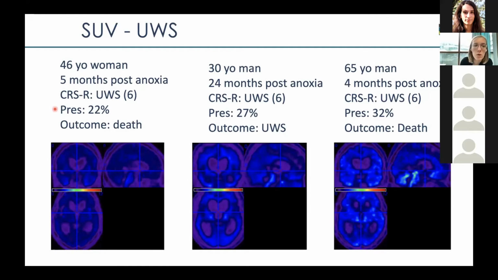Also, if we look at the preserved SUV uptake in those patients, you see that it is relatively low. At least it is lower than the 42% threshold that we have seen before. And also all these patients had a bad outcome. Either they remained unresponsive or they died in the following months or years. And yeah, it's quite clear from the SUV map that glucose metabolism is globally very low, and that the PET scan confirms the diagnosis of unresponsive wakefulness syndrome.